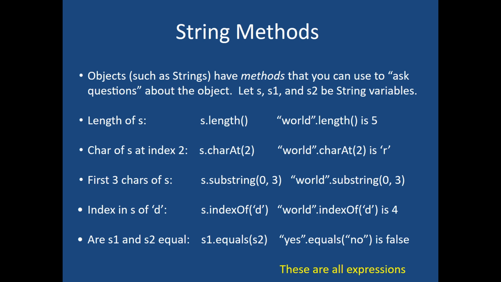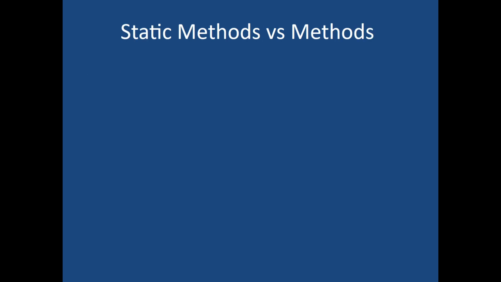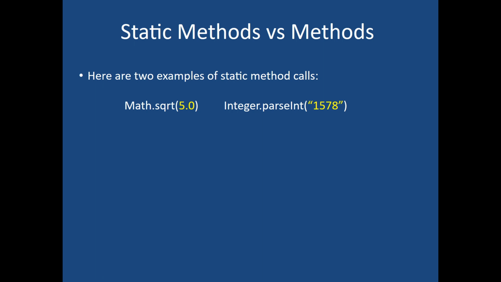Okay? So everything I give you, there's an expression that you could, so this is a new kind of expression. An expression where you invoke a method on an object. And it looks a little strange at first, but you get used to it. Okay? There's a whole bunch of string methods you can find by looking at the string documentation. So let's compare now static methods versus methods.